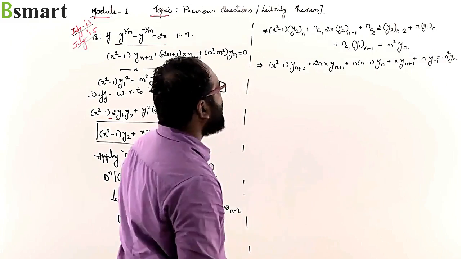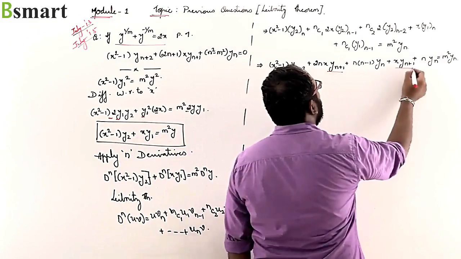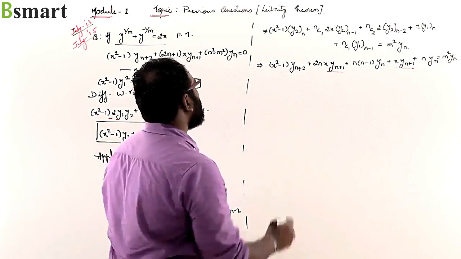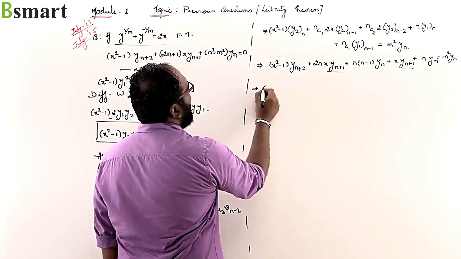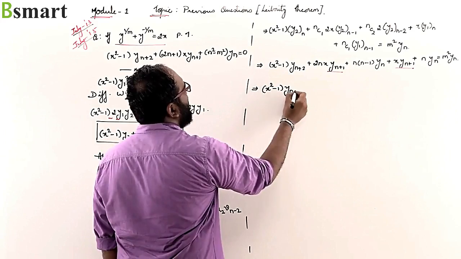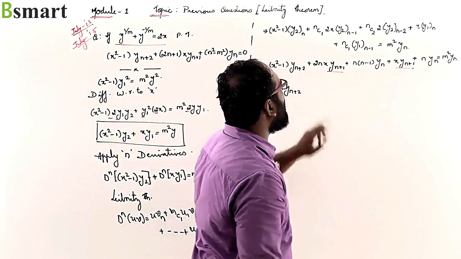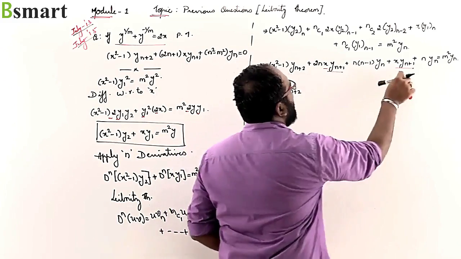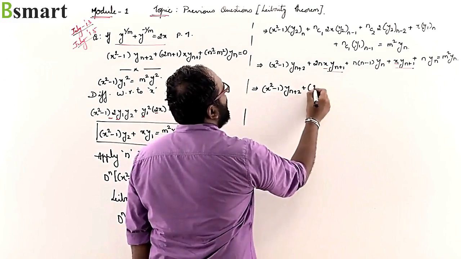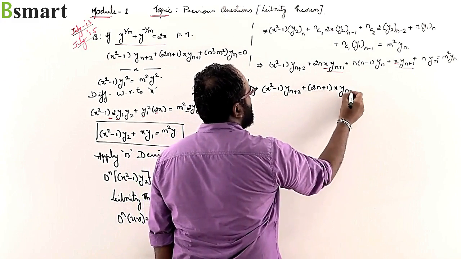Now rearrange the terms. That means write all y n plus 1 terms separately and yn terms separately. If we segregate these values, we get x square minus 1 into y n plus 2. Now from both of these terms, can I take out x into y n plus 1 common? Then we are left with 2n plus 1 into x into y n plus 1.